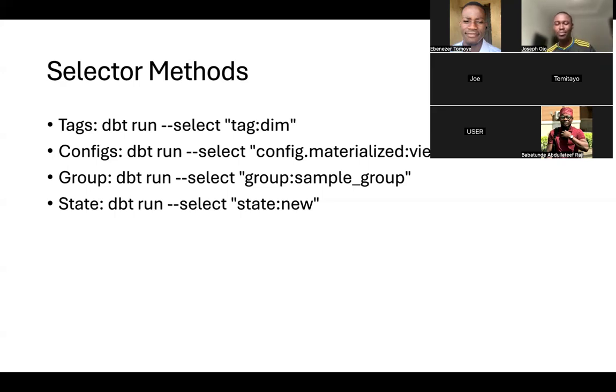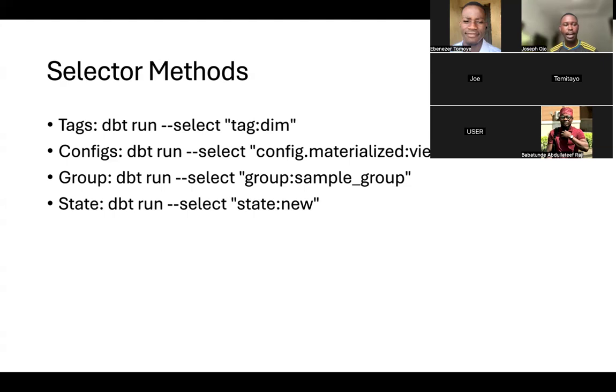The less popular one again is configs. Let's say you want to run all the views in your project. How do you do this? You can pass a config that materialized is view. This config is going to run all the views in the project, and you can use any of the config arguments to call models.